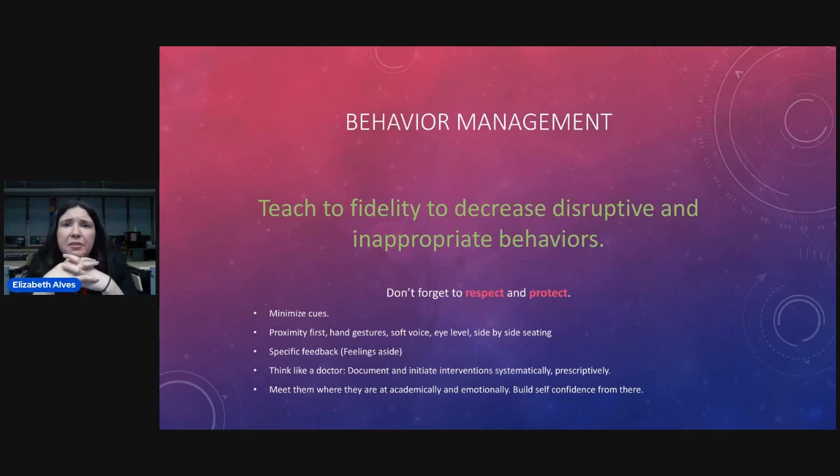So you also want to make sure that you're giving specific feedback. And I'm going to go into a series of slides to help you with doing that with our executive functions.